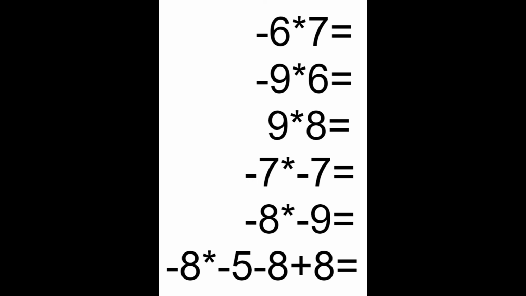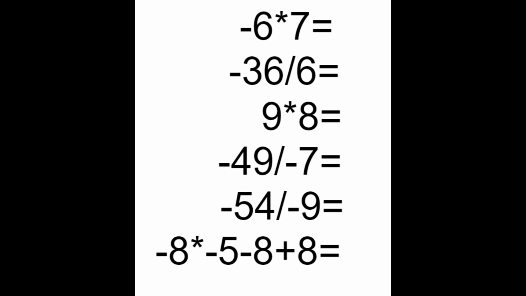Pause the video and answer these questions. First one is negative 42. Second one is negative 6. Third one is 72, just 4 times table practice. Fourth one is 7. Fifth one is 6.